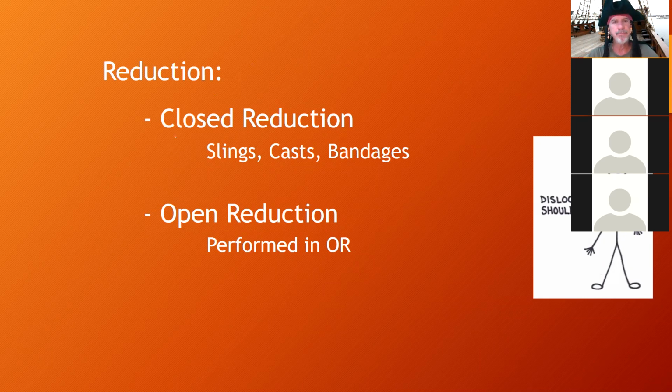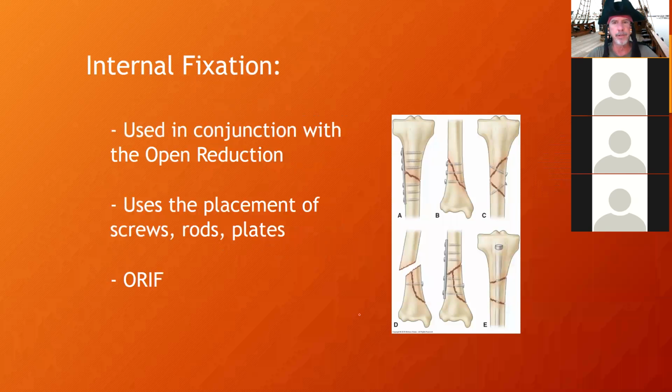Going back to reduction, closed reduction are things like slings, casts, bandages. Open reduction, like I said, is performed in the OR. That's where we actually open them up. I think I got some pictures in here. I'm pretty sure I did. Yeah, okay, here we go. Here's an internal fixation.